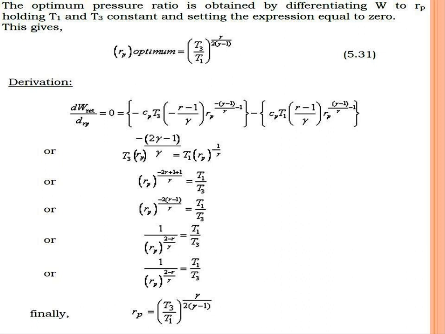So if we put the optimum value of pressure ratio in this equation of net work done, we'll get the maximum net work available for an open cycle gas turbine power plant, with the optimum pressure ratio of (T3 by T1) raised to gamma upon 2 into (gamma minus 1).